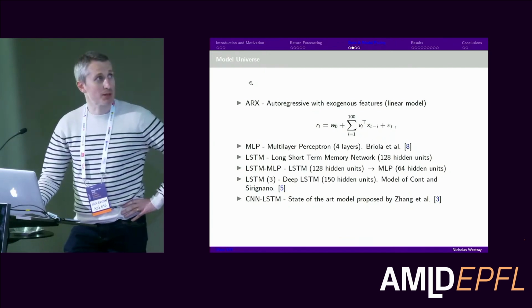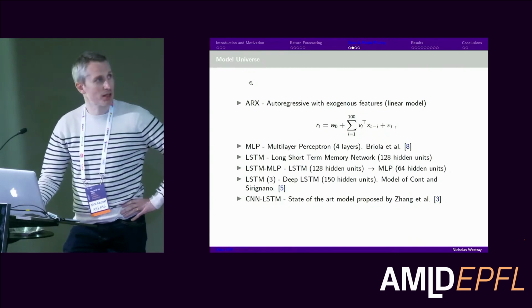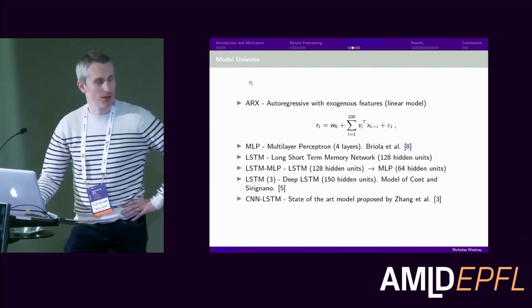We looked at a simple LSTM. We looked at an LSTM going into an MLP. We looked at a deep LSTM, which was the model of Sirignano and Cont from the literature. And then we looked at this very sophisticated convolutional LSTM model, which was proposed by the authors from Oxford.